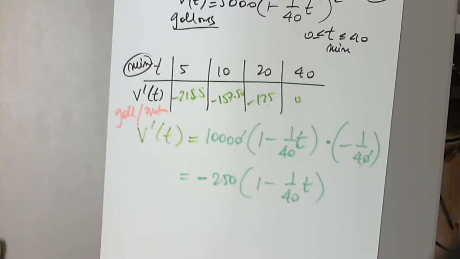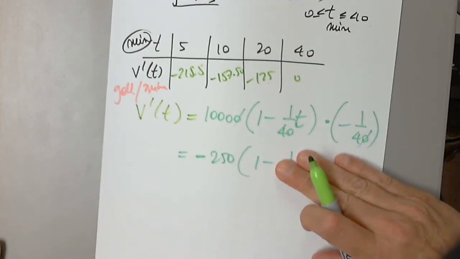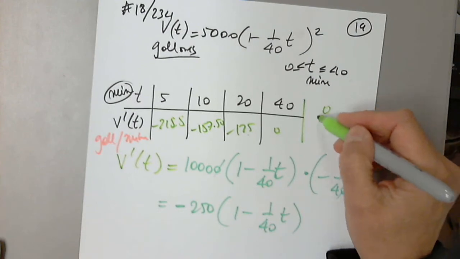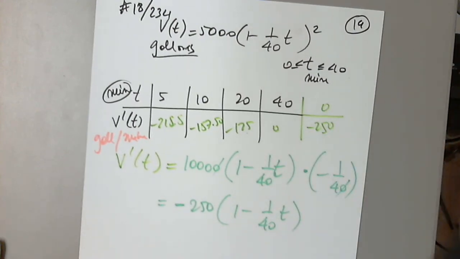It goes into 5 minutes after we open the valve to empty out the tank. The fastest would be at 5 minutes. The fastest would be at 0, right? So if we put 0 in there, it would be -250. So yes, at 0 it will be -250, and we can even put it here. That will be the fastest at time 0. And then it will decrease from -218 gallons per minute to 0 after 40 minutes. Any questions here?